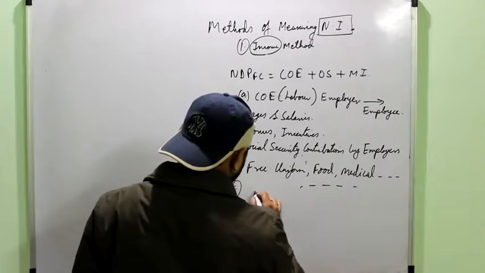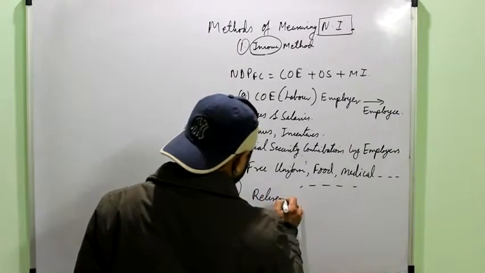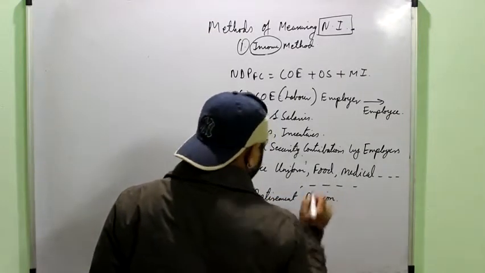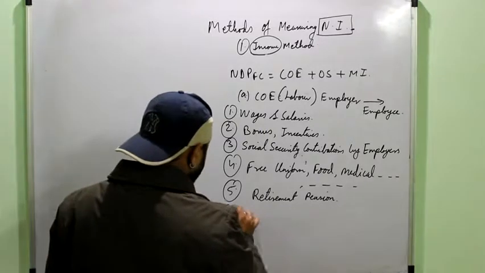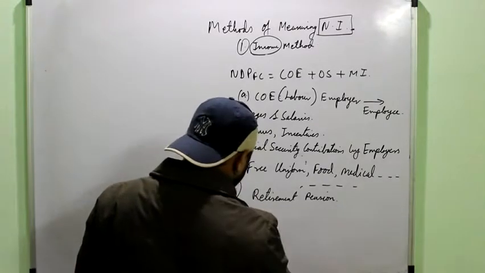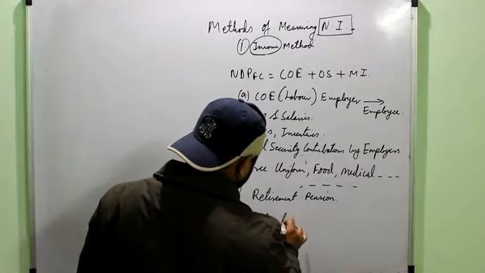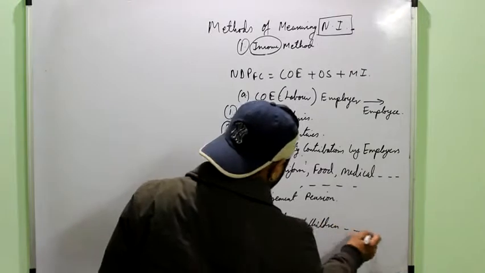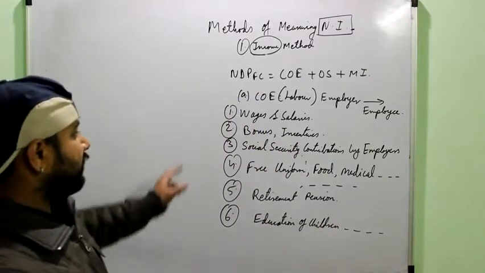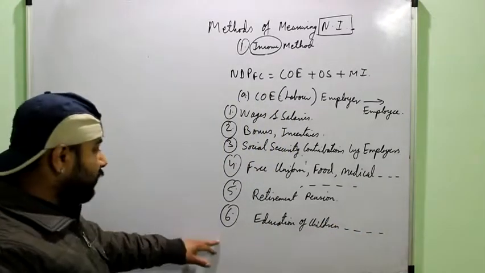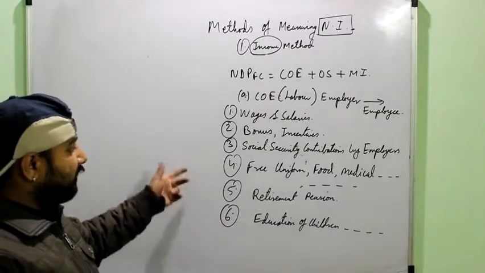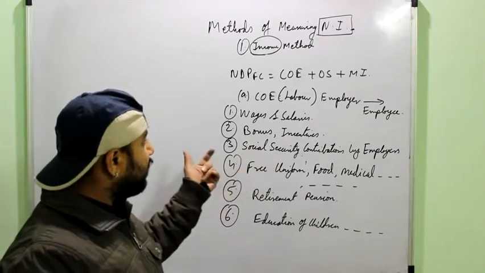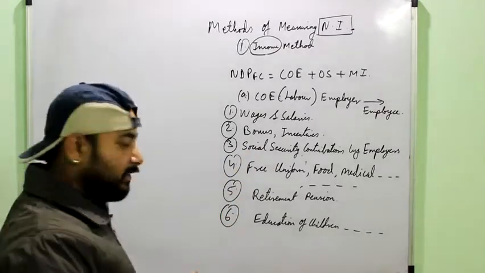Then we have retirement pension, okay, and there may be many more, like suppose they are giving the education of children for free, or any other thing. Now see, it is difficult to learn everything and it is not possible even to write everything because many employers may be giving the money, or you can say the compensation, in various kinds.